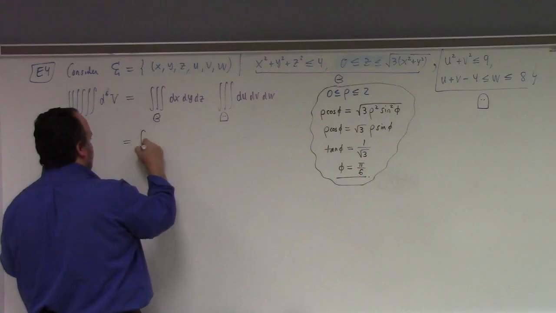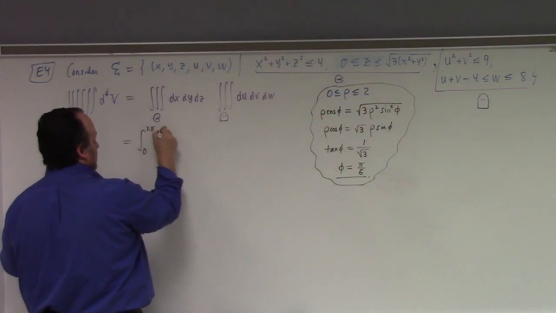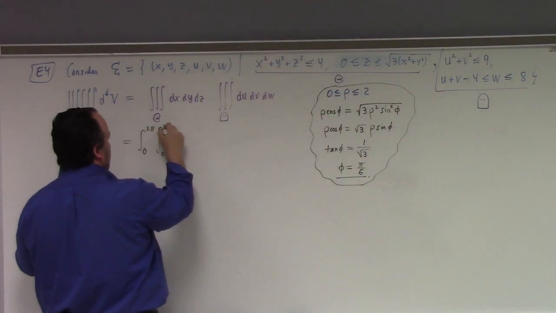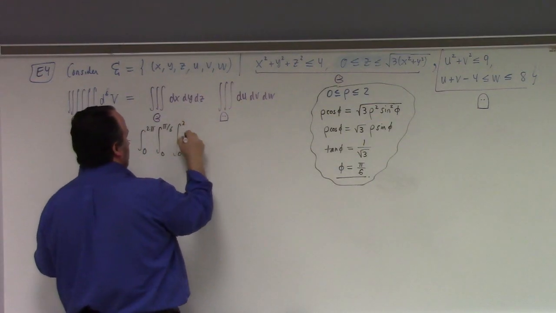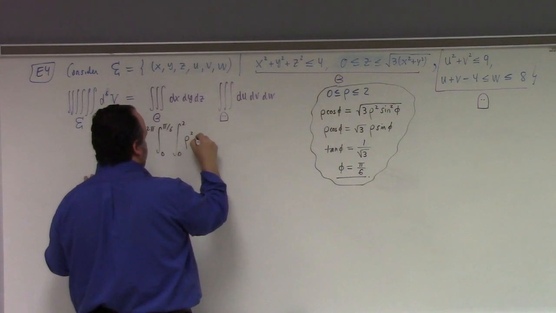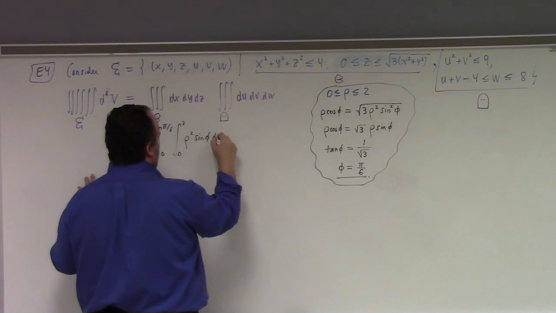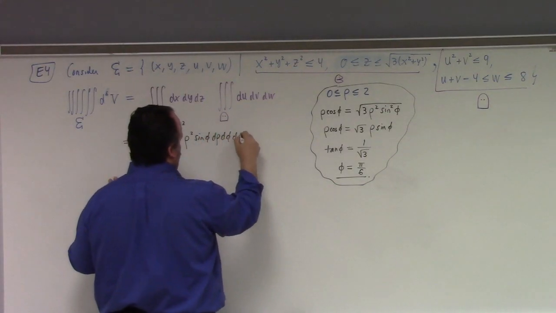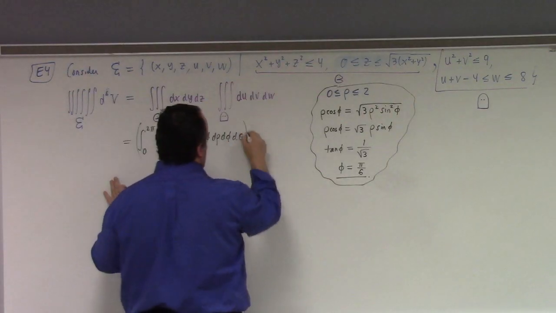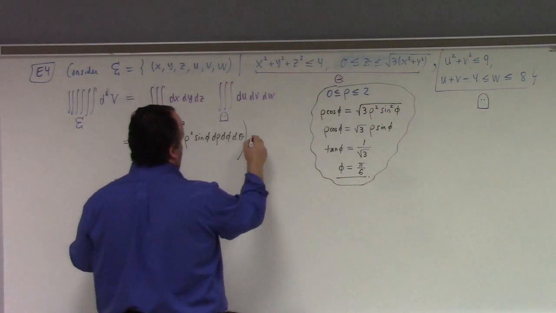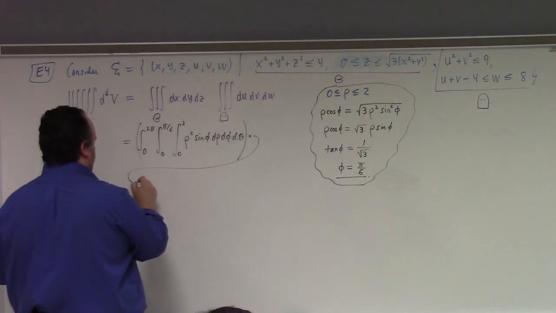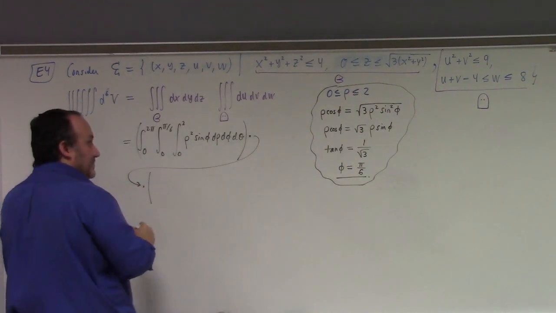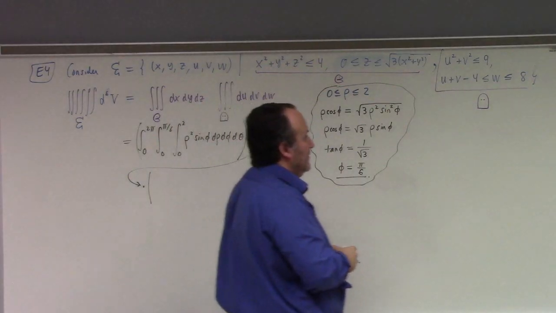We got integral from 0 to 2 pi, integral from 0 to pi over 6, integral from 0 to 2 of rho squared sine phi d rho d phi d theta. That's the Pac-Man integral, right? And then I need to multiply that by what? What about Ghost over here?